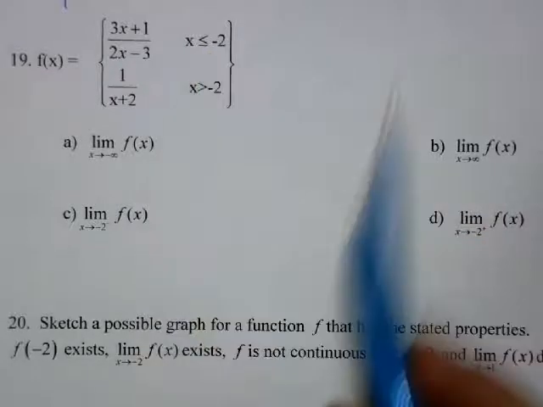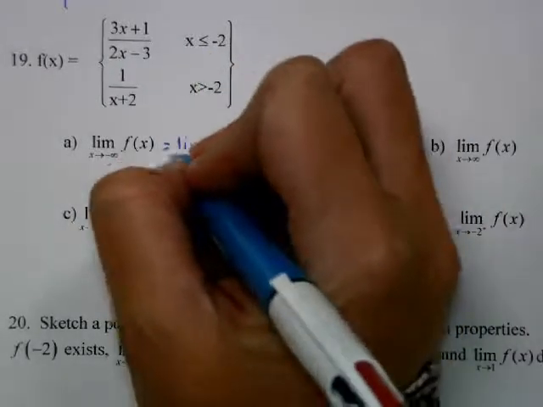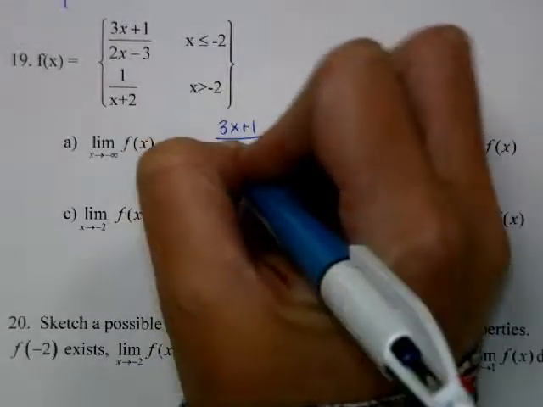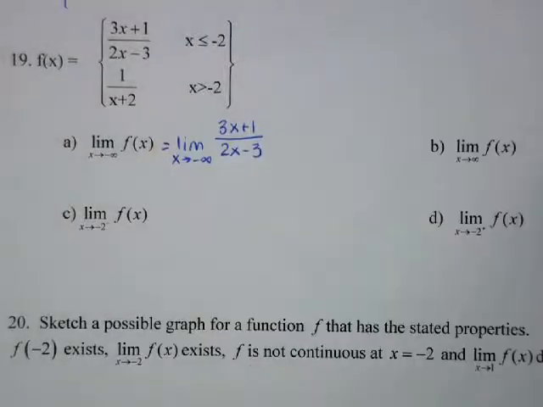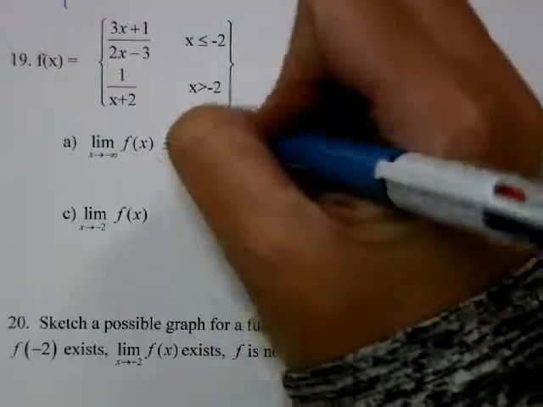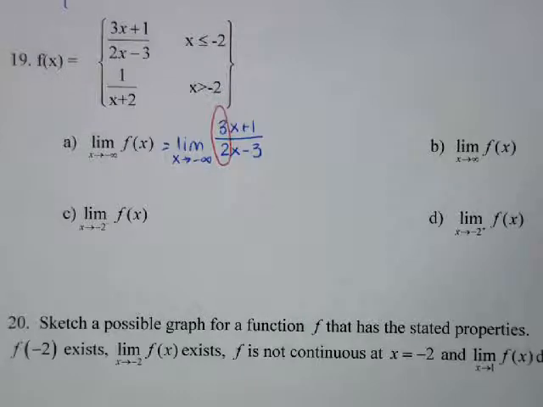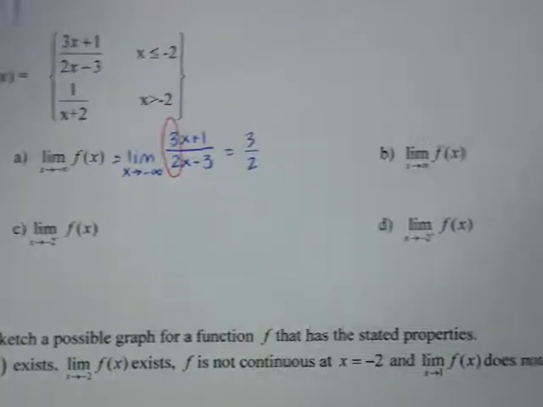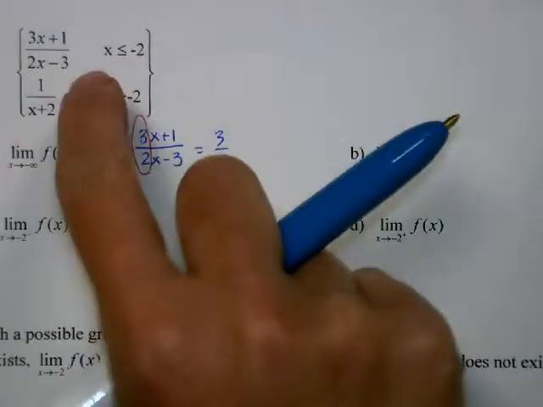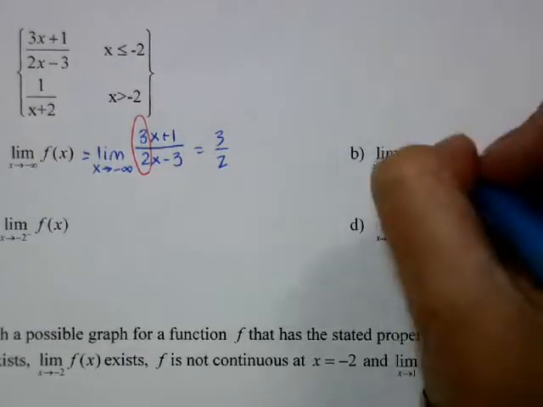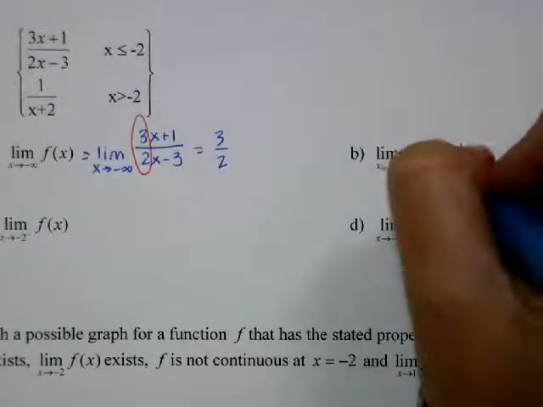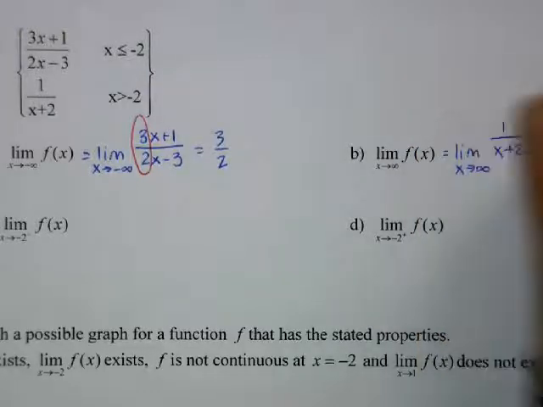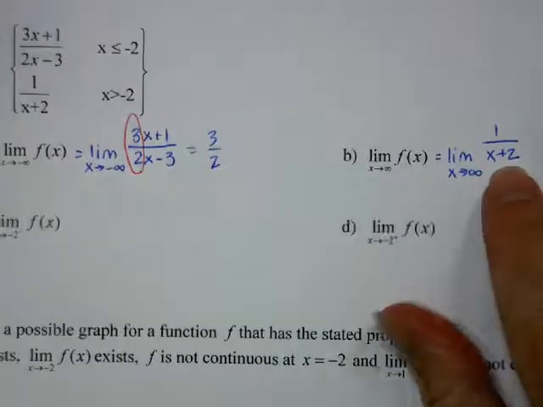So we want the limit as x goes to negative infinity of this, which has the same degree on the top and the bottom. So this is going to be just the ratio of the leading coefficients, 3/2. For infinity, now we're looking at this. This is going to be the limit as x goes to infinity of 1 over x plus 2. Well, if we've got a bigger degree on the bottom, this is going to go to 0.